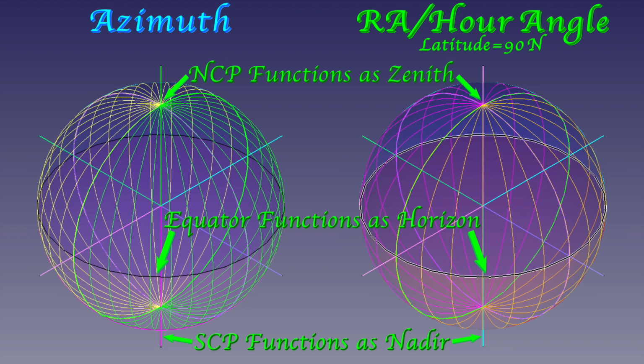The only difference is that right ascension or the local hour angle coordinates are perpendicular to the equator and intersect both poles, while azimuth is perpendicular to the horizon and intersects the zenith and nadir. Basically, the coordinates of both systems are identical in function, except in the equatorial system the poles function like the zenith and nadir and the equator functions as the horizon.